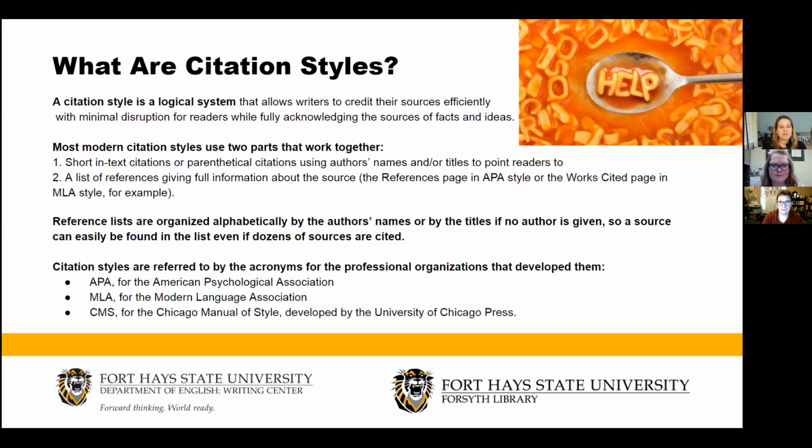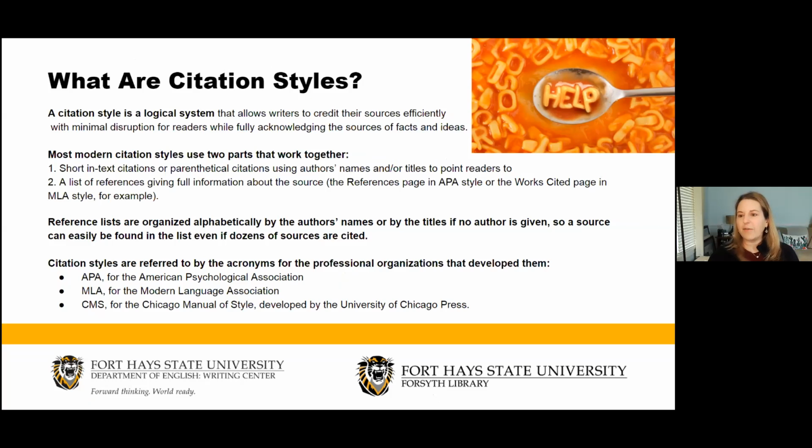And so most modern citation styles use two parts that work together. So the first part are usually short in-text citations or parenthetical citations that use the author's names and or titles. Sometimes an author isn't given, so we might use a title instead. And those in-text citations point readers to a list of references that give full information about the source. And in APA style, that's called the references page. In MLA style, we call that the works cited page. So those might be terms you're familiar with.